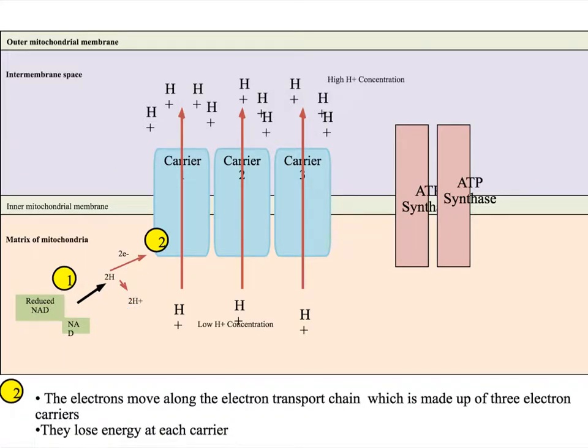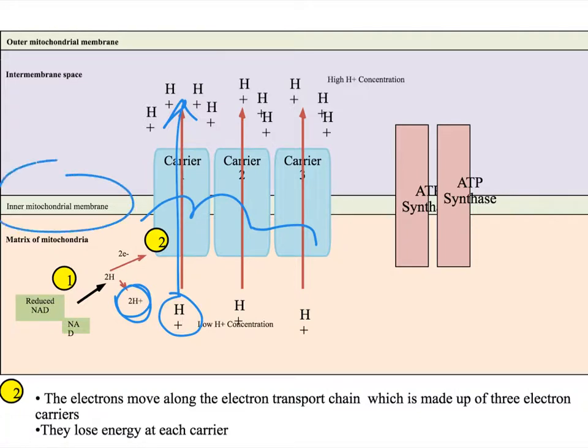Now the electrons are going to pass along the chain of electron carriers, and as they do, they're going to lose some of their energy. As they release that energy, this causes the active transport of these protons through the carrier, and they're actively transported across the inner mitochondrial membrane into the intermembrane space, so between the inner and outer mitochondrial membrane.